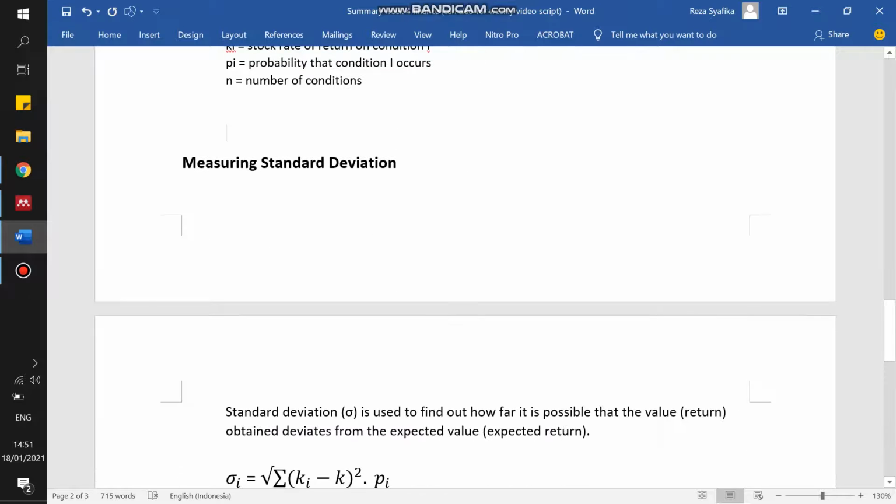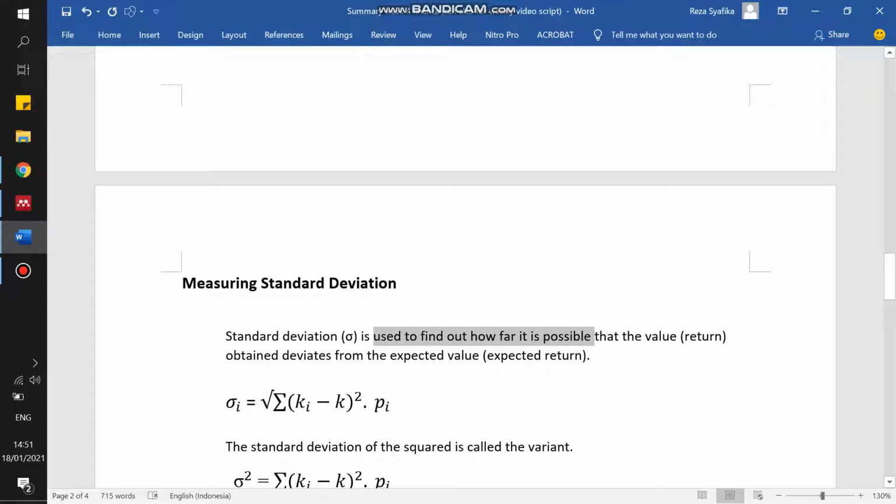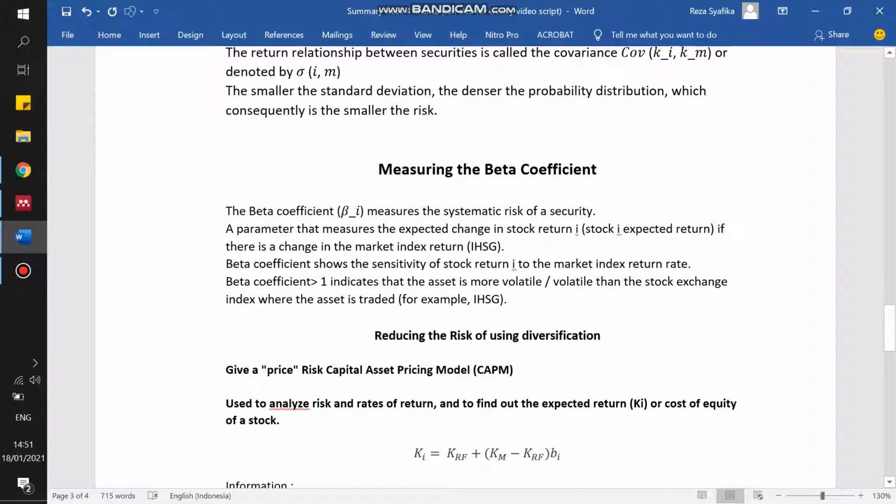And you can also measure the standard deviation. The standard deviation is to find out how far it's possible that the return value obtained deviates from the expected value. So you have to find the standard deviation also, because you can determine how accurate it is by using it. And also the beta coefficient, to compare with the stock, like JKSE or HSG, the portfolio.